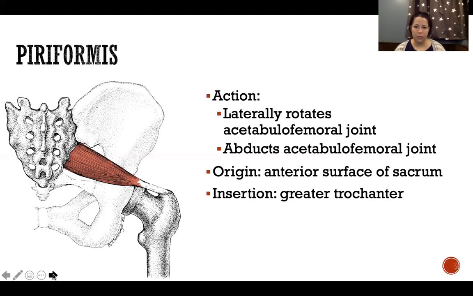So those sciatic type symptoms, that would be like numbness, pain, tingling, like a shooting sensation, any of that along the path of the nerve down the posterior lower extremity.